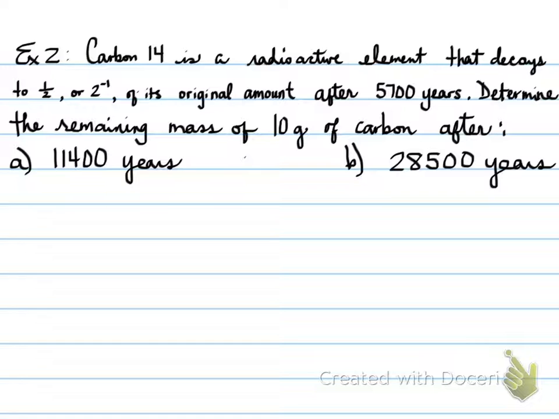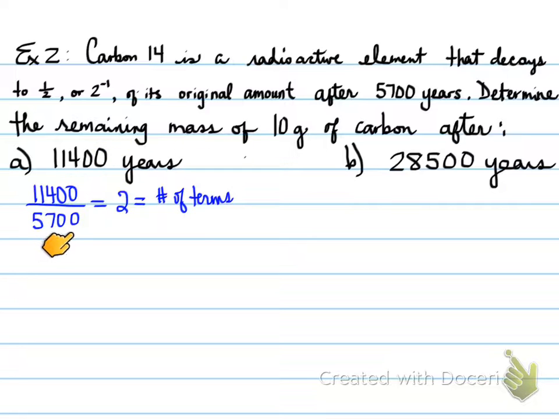So how are we going to do this? Later on in grade 11 and grade 12, we learn about formulas that involve decay. Here, we're going to discover how we can use exponents to answer this question. I want you to note that 11,400 years divided by 5,700 years happens twice. That means the number of terms, or the number of 5,700-year periods, is 2. So twice the mass gets halved.